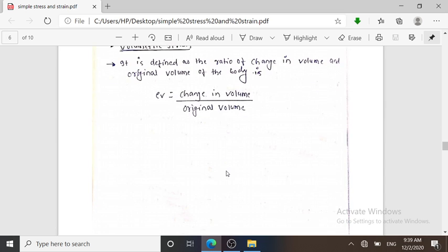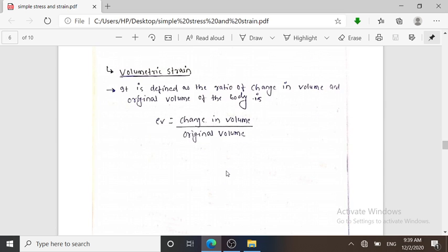Now talk about the volumetric strains. Volumetric strain is nothing but the ratio of change in volume to the original volume of the body. Volumetric strain is denoted as delta V by V, that is change in volume by original volume.